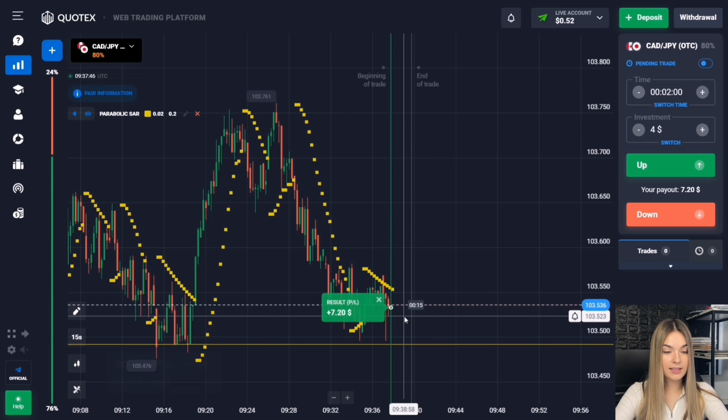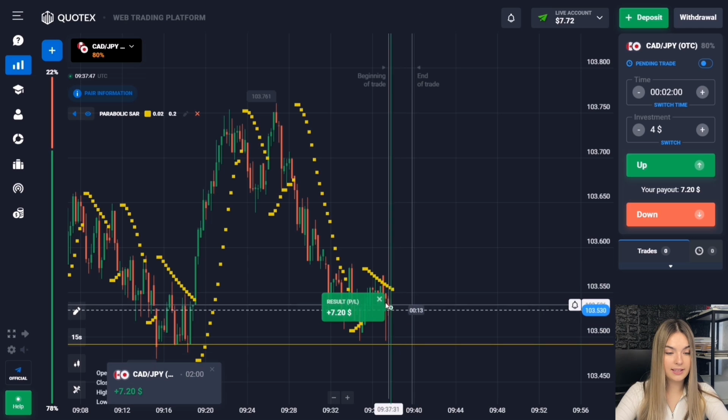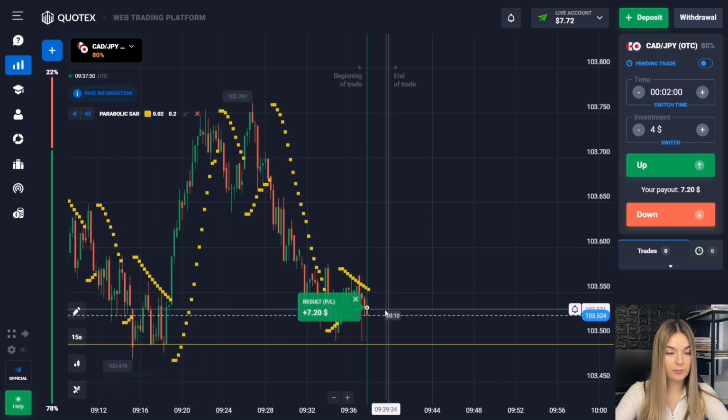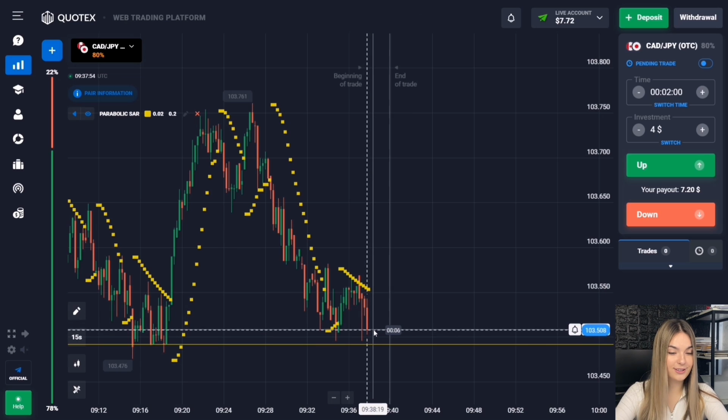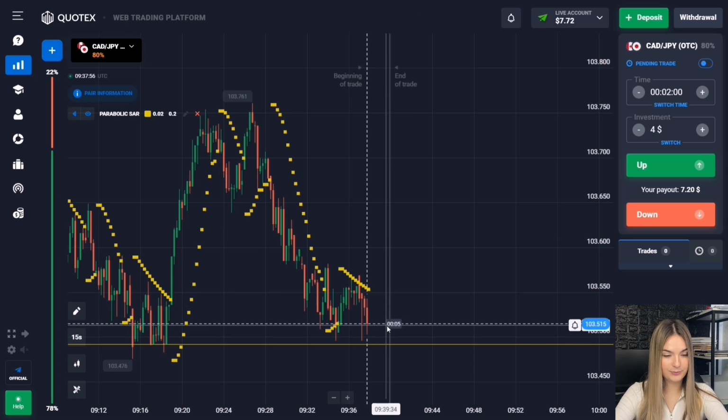So friends, we got into pro trading, but after that the downward movement continued and we managed to close our deal in profit. 2 minutes was just enough for us. So far everything is going well, let's continue.